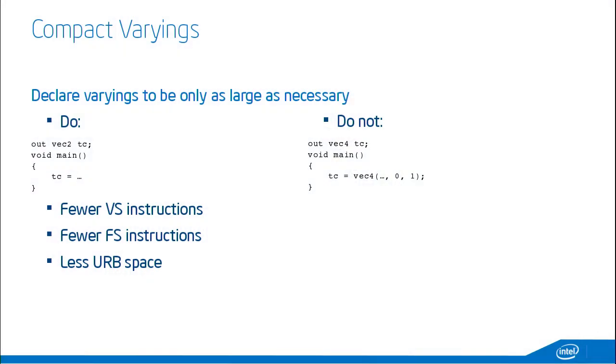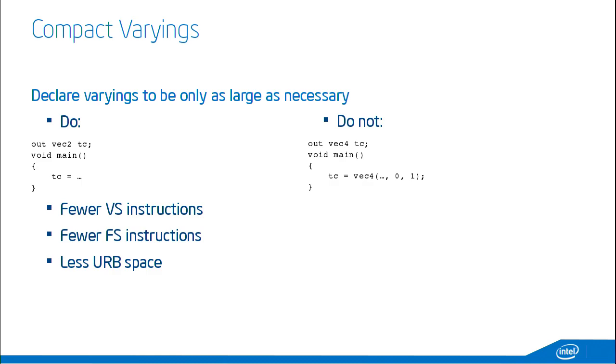So another technique is to use compact varyings, so only use as much varying data as you need. So if you know that you're always going to pass 0 and 1, don't pass that. Make your vertex shader output only a vec2, because we will, instead of passing all of our data in a vec4-centric manner, compact things down and use as few individual slots as possible.